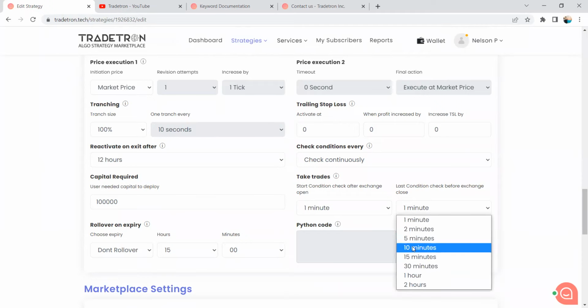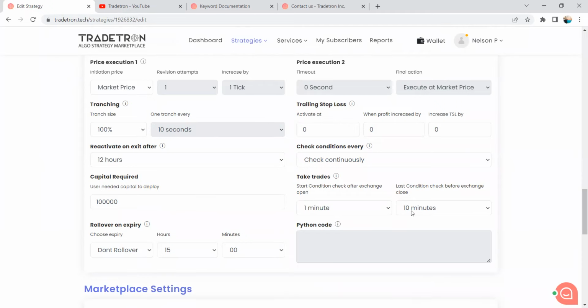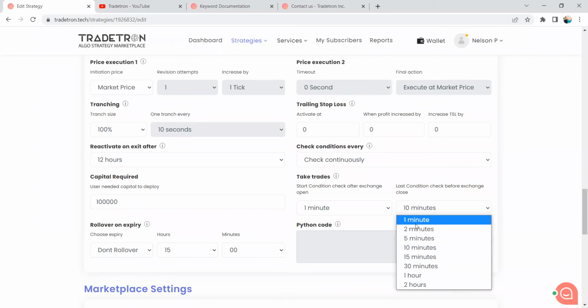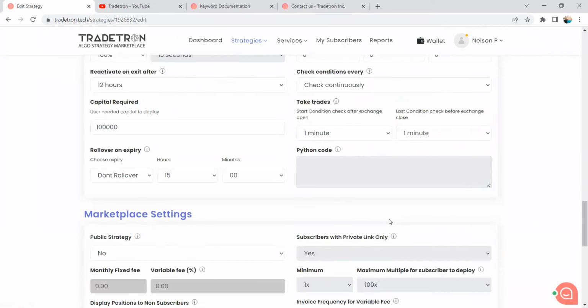If you keep this as 10 minutes, then after 3:20, it will not check any conditions for this strategy because that is the setting that we have selected. So I will select 1 minute over here.